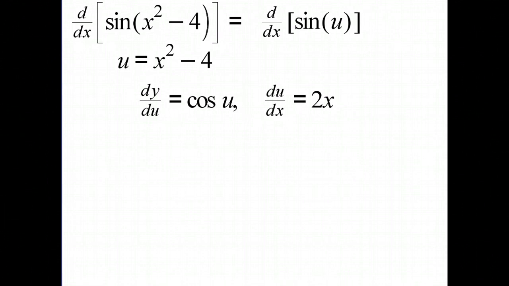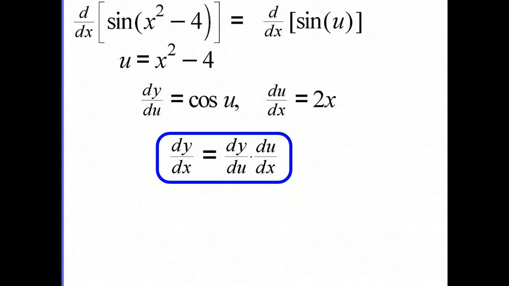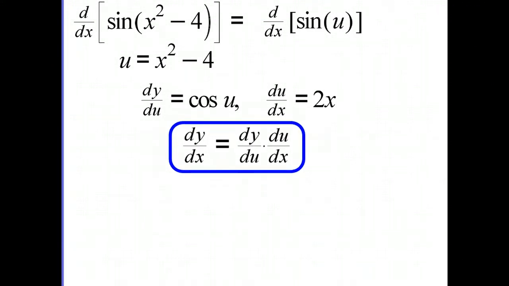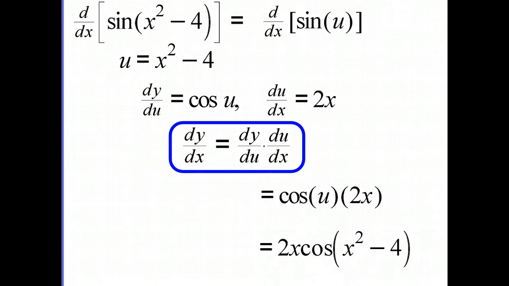And the derivative of u with respect to x, that's simply 2x, because we drop down the exponent as a coefficient, decrease the exponent by a power of 1, and we get 2x. The 4 goes away because it's a constant. So to find our dy dx, we simply use our chain rule here: dy dx is equal to dy du times du dx. Well, we have dy du, we have du dx. We multiply those two together, so it's just cosine of u times 2x, but we don't want to leave u here. We want to substitute back in the x squared minus 4 into u's place, and we get our derivative of 2x times cosine of the quantity x squared minus 4.